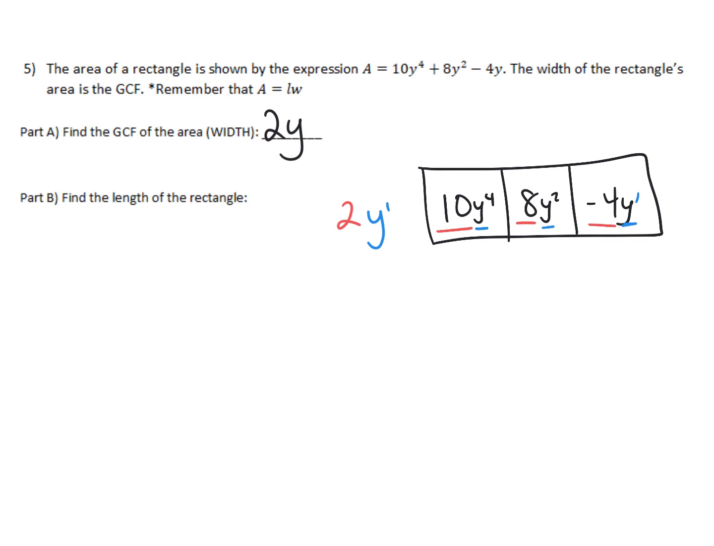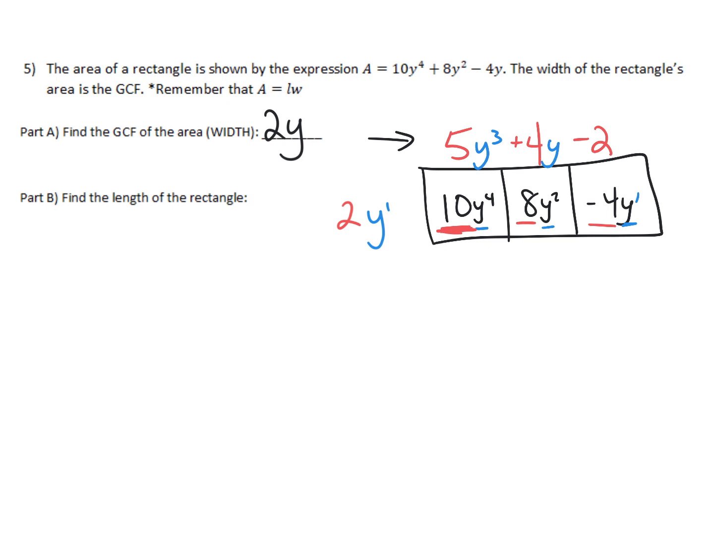Now we got to find the length, the top part here. So let's factor out that 2y and see what's left over. Factoring out a 2 from a 10, so basically saying 10 divided by 2 is 5. Factoring out a y from y to the 4th would leave me with y to the 3rd. Factoring out a 2 from the 8, basically dividing 8 by 2 is 4. And factoring a y out of that y squared leaves me with y to the 1st. And the last one, -4 divided by 2 is -2. And then I'm factoring a y from y, and that does cancel out.